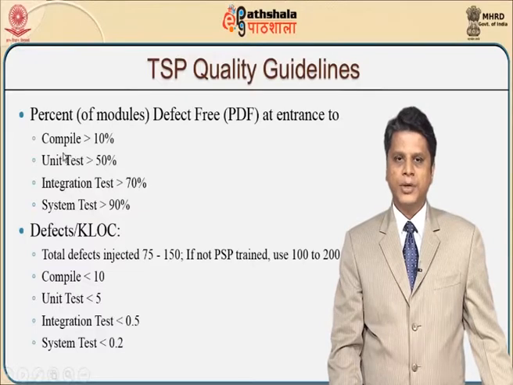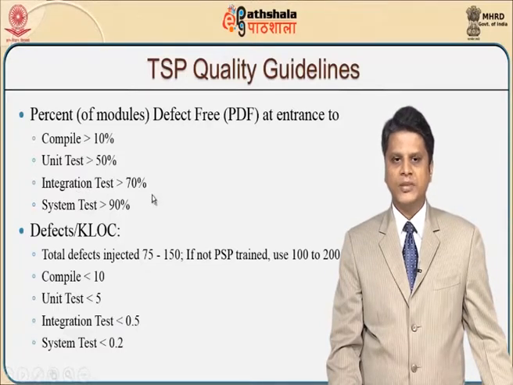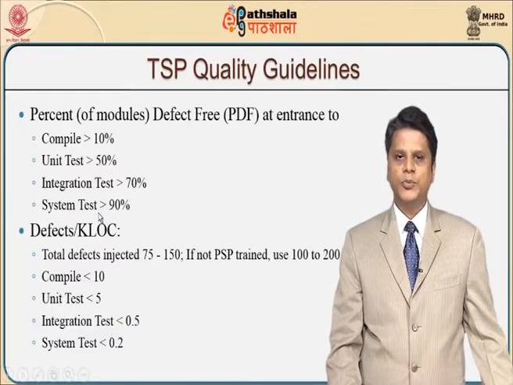So, once after completion it should be greater than 10%, for unit testing it should be more than 50%, for integration test it should be more than 70%, and for system test it should be more than 90%. That means the product should be defect free at various stages. After having done a system test, the project should be 90% defect free.